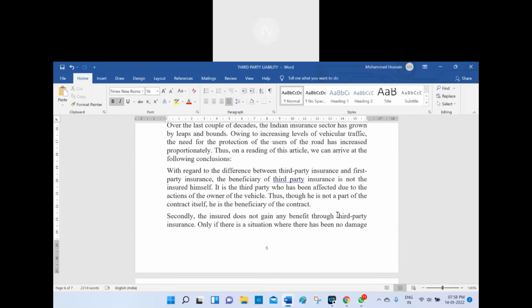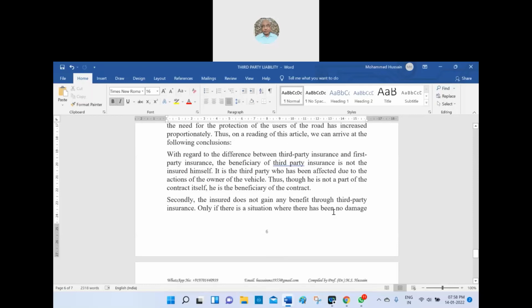Though he is not a part of the contract itself, that person who met with an accident or who caused the accident is not a part of the contract, but he is the beneficiary of the contract because he got injured over there. That's why he will take the benefit of it.